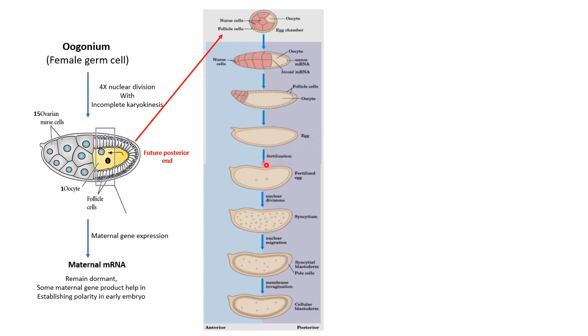Fertilization occurs through the micropyle region of the egg, and now this is 2N, which is a fertilized egg. After this step, nuclear division starts, but these nuclei are not separated into separate cells. So this is called superficial cleavage, leading to the formation of syncytial blastoderm.